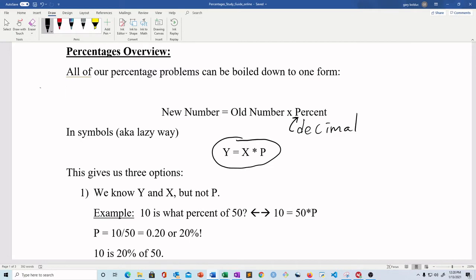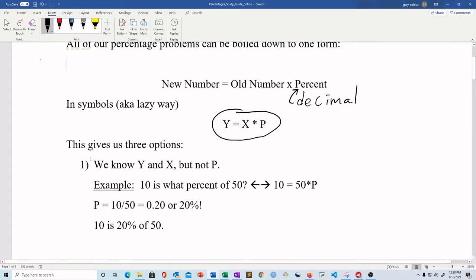Sounds simple, right? Well, depending on the way I give you information, you might have to reformulate this. So I've given you three forms here. In the weekly activity, I give hints of forms. Form number one says, I know the new number and the old number, but I don't know the percentage p. I don't know what the percent is. And so what does that look like?